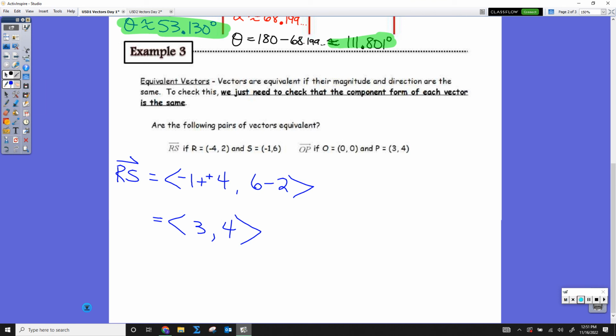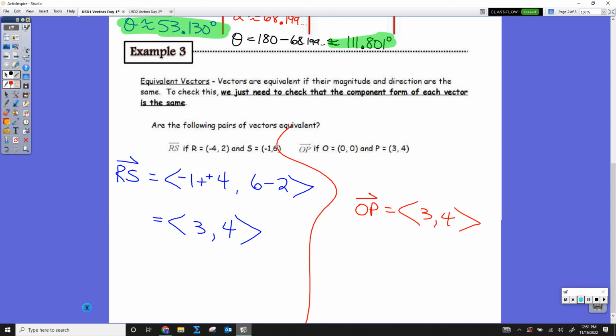Okay, so let's look at OP now. OP is probably a little easier, isn't it? You can just look at 3 minus 0 and 4 minus 0, right? So vector OP, what's this component form? 3, 4. Which is the exact same thing as RS. They're both 3, 4. So therefore they are what? Equivalent vectors. That's all it is.